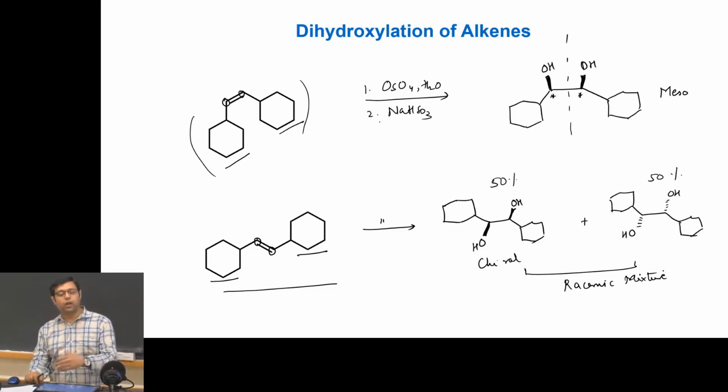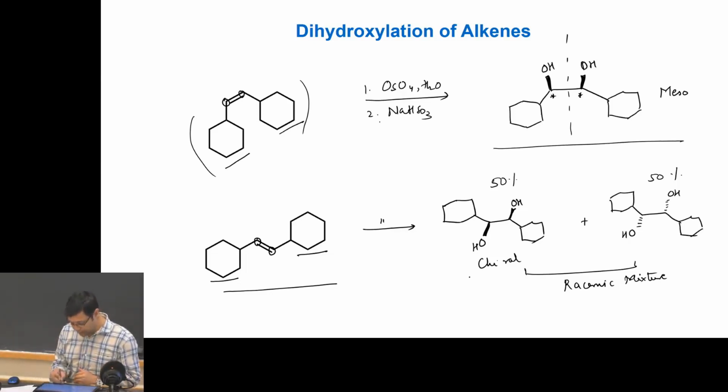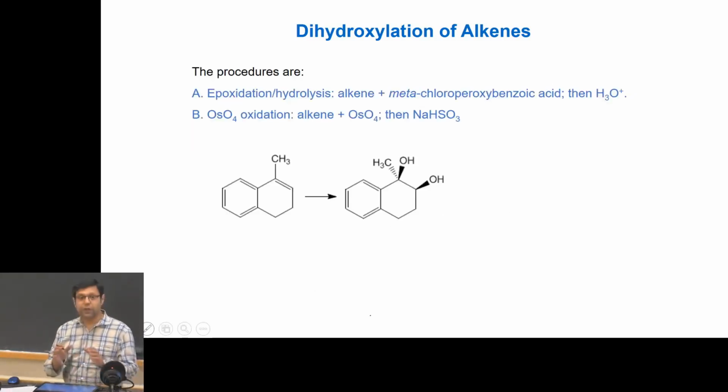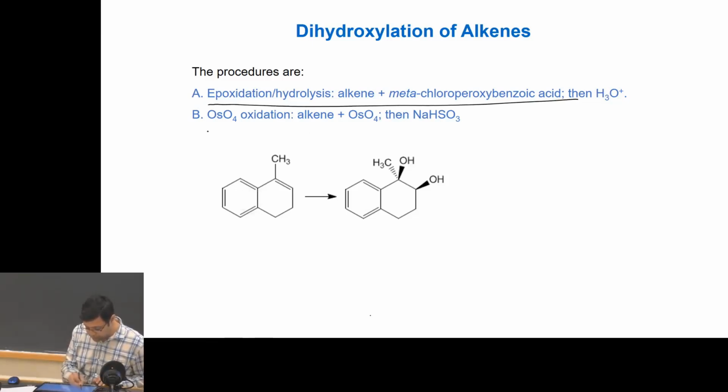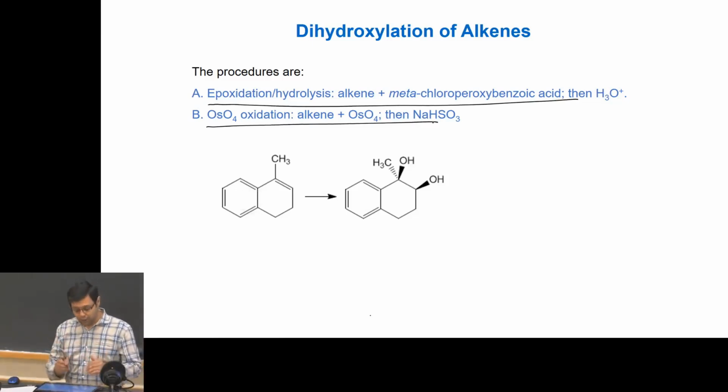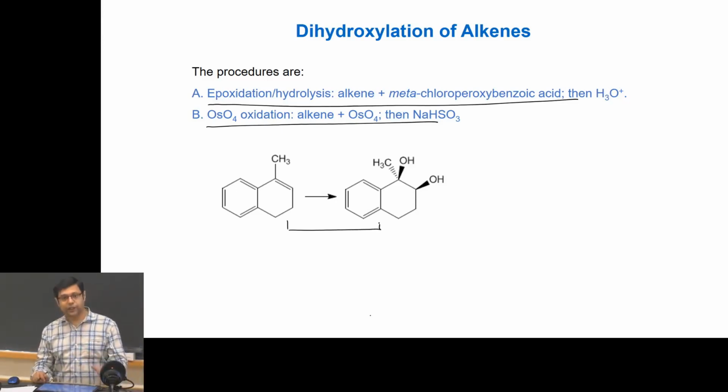So please make sure you note carefully the relationship between the products. Try to identify a meso versus a chiral compound. All right. So here is a question for you. This question is from the OWL homework. Given these two procedures, A and B, which procedure will work for this transformation? You can pause the lecture here to answer this question.